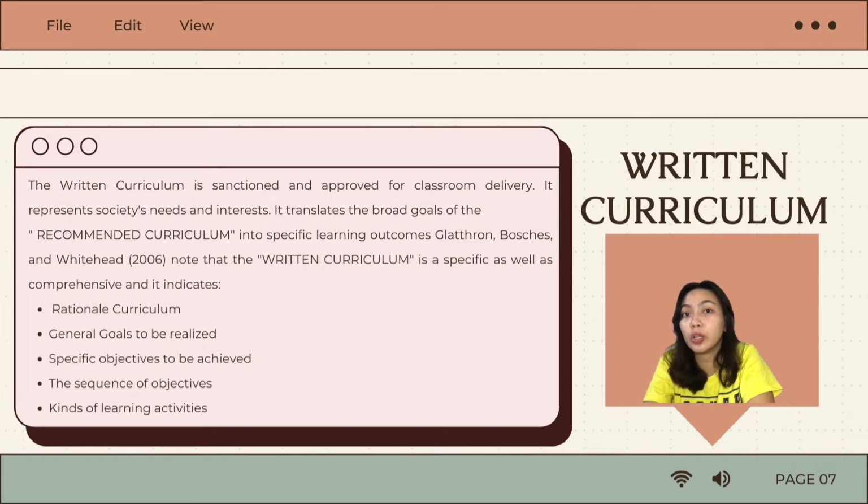Next is the written curriculum. This is the curriculum that is sanctioned and approved for classroom delivery. It represents society's needs and interests. It translates the broad goals of the recommended curriculum into specific learning outcomes. Glatthorn, Boschee, and Whitehead 2006 note that the written curriculum is specific as well as comprehensive, and it indicates the rationale of curriculum, general goals to be realized, specific objectives to be achieved, the sequence of objectives, and the kinds of learning activities.